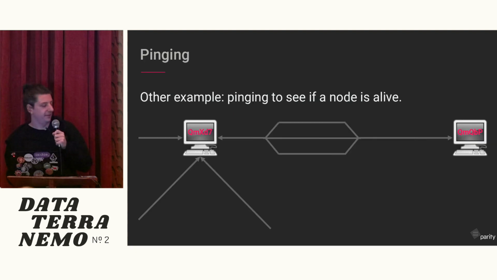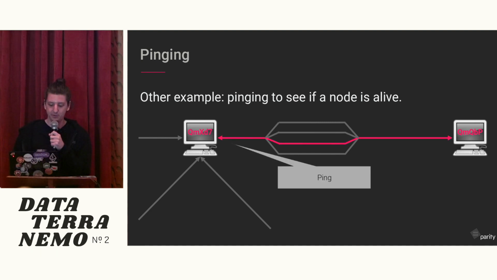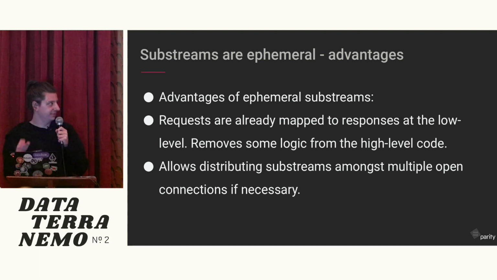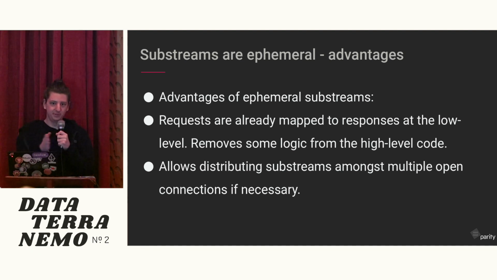Another example of that is that we periodically ping connections to see if they are still alive. So we open a substream, ping, pong, okay, the connection is still alive, we kill the substream. The advantage of doing that is that requests and responses are automatically mapped. If you send a request on a specific substream, you have the answer on the same substream, you don't have to associate the two, which removes a lot of logic from a higher level of the code. And it also allows distributing substreams along multiple connections. You can theoretically open 4 or 5 connections between 2 nodes and have your substream being distributed between the 4 or 5 connections.